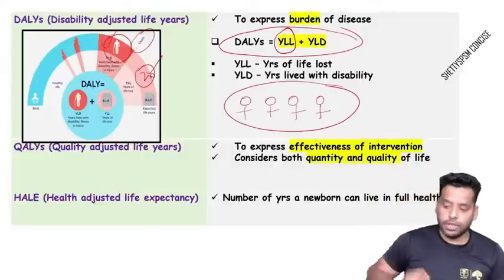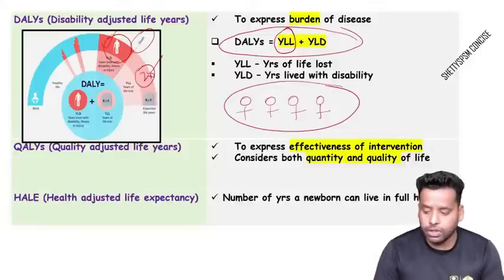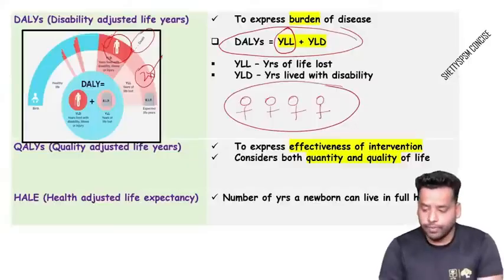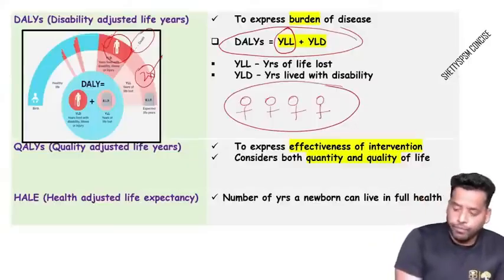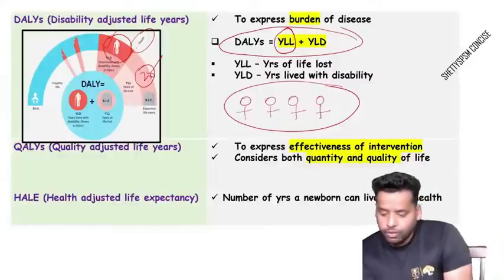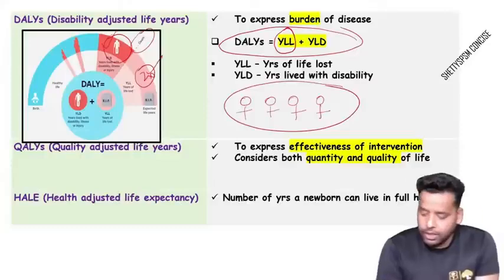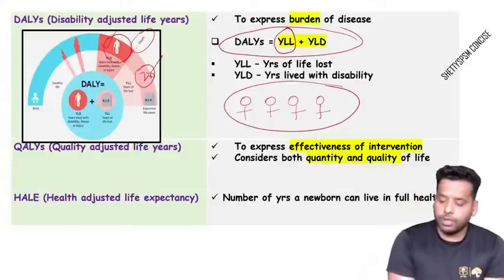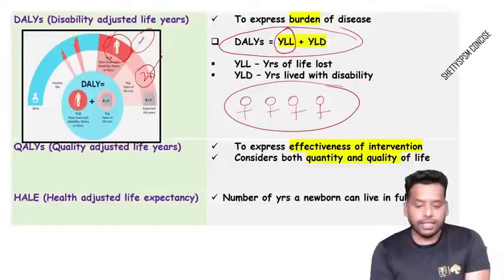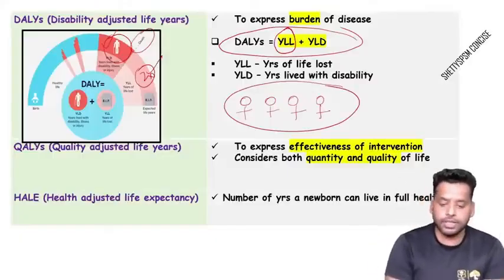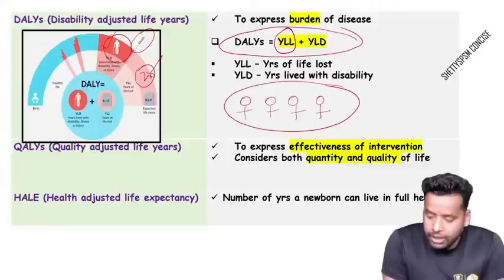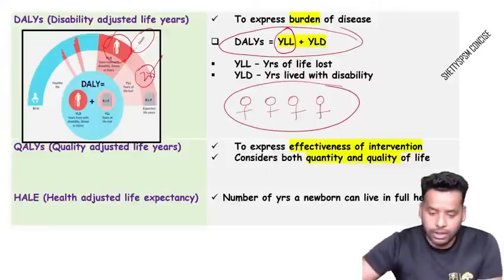Tell me true or false: years of life lost due to premature death. True, very good. For premature death, the life expectancy we use as the standard comes from Japan. Based on that we calculate YLL, years of life lost due to premature death.